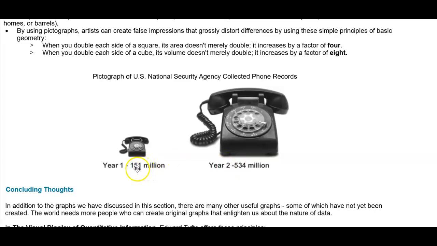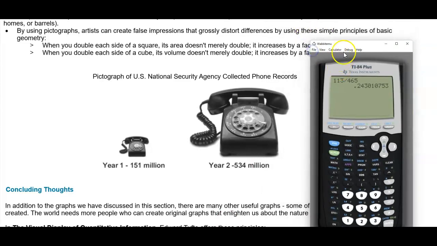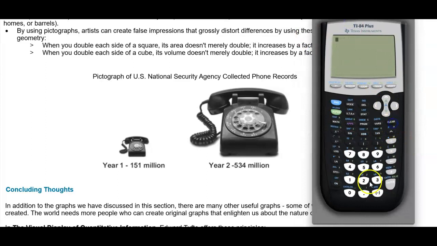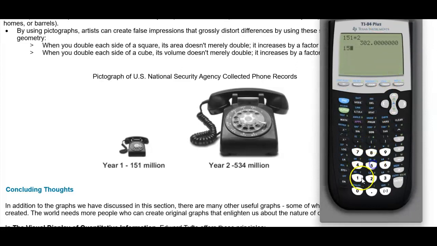So if you doubled, right? If you doubled 151, what does that give you, right? So let's go ahead and try that here. So if we take 151, let me go ahead and minimize this here. So we're looking in terms of 151. So if we take 151 and then multiply it by 2, that's 302 million, right? Now, if we take 151 and multiply it by 4, that gives us about 604 million. So you can see here that, again, if you double each side of the square, its area doesn't necessarily mean double.